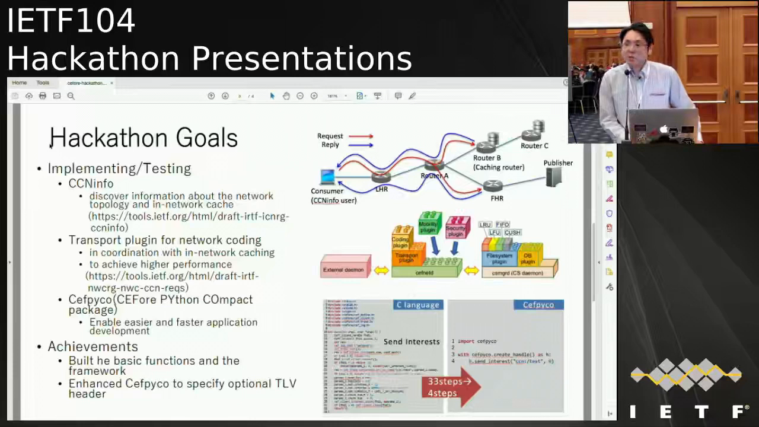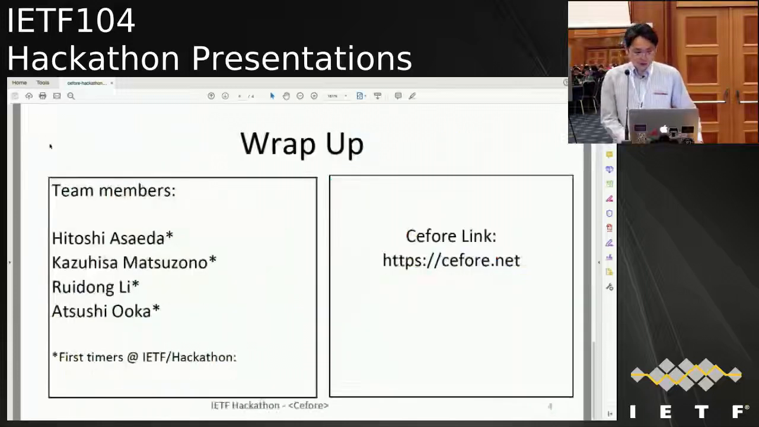So as our achievement, we built the basic function and the framework, and we enhanced the CEFPyCO to specify the optional TLV header flexibly. And testing will be a huge work. This is our team members, and we added CEFORE links. So if you have any questions, please ask us. Thank you.